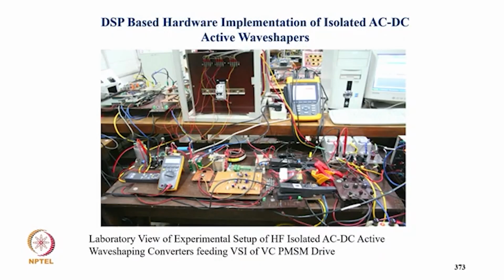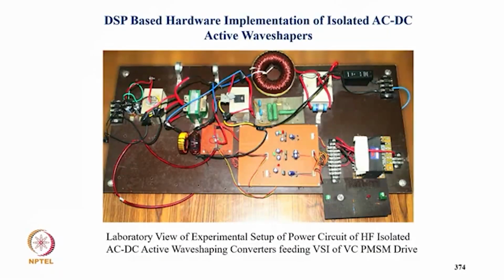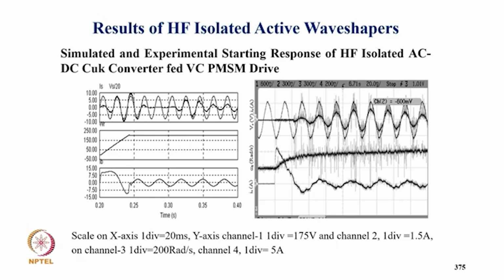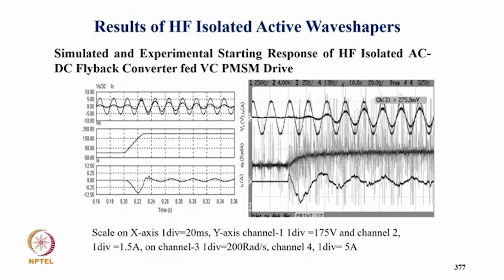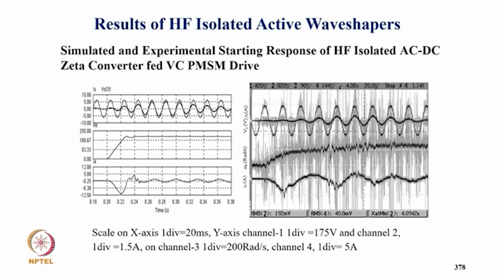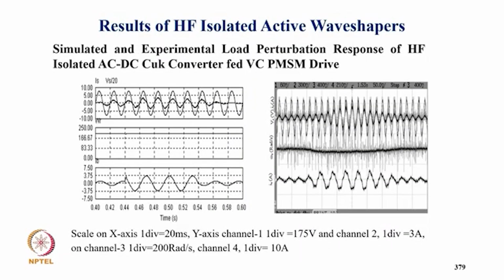This is the experimental setup for the high frequency isolated wave shaper for a voltage source converter fed vector control PM synchronous motor, with DSP implementation of the active wave shaper. And this is the starting performance with the AC/DC converter. You can see how the supply current is sinusoidal and in phase with the supply voltage, and the speed and motor current increase. This is the case with the SEPIC converter. The supply current remains sinusoidal during starting as well as normal running condition. And then in the case of the flyback converter and the zeta converter also we get sinusoidal and balanced supply current. And then the load application and load removal on the converter.